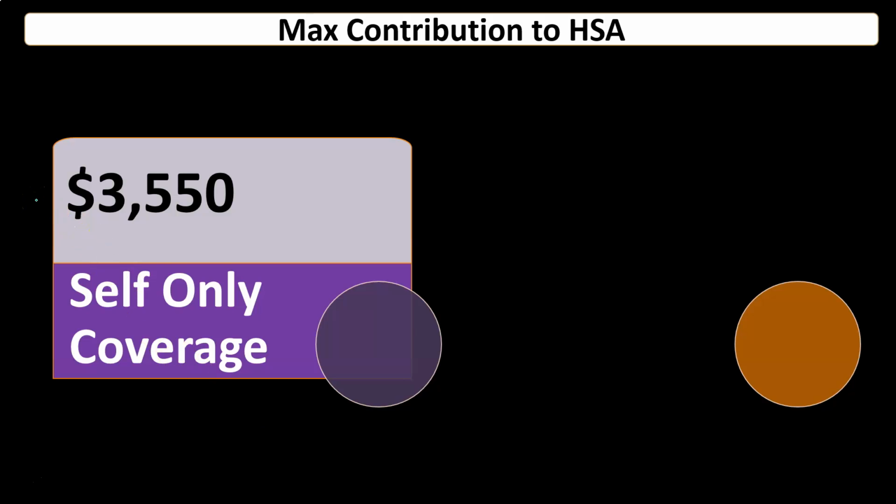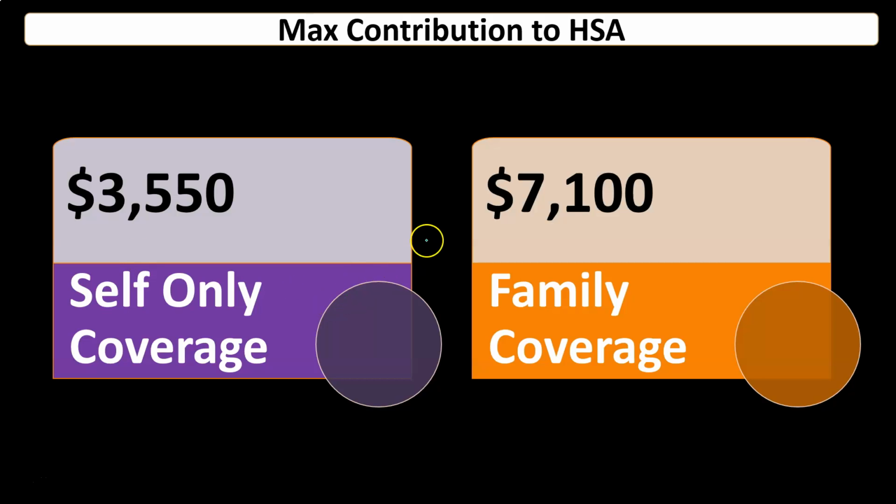So for self-only coverage, these are the max contributions to an HSA. You can put in the $3,550 if you have self-coverage. For family coverage, the max contribution you can have would be the $7,100. This would be, of course, the max benefit that you could basically get. And if it was your own HSA, not through work, you'd see it deducted on Schedule 1. If it's going through work, then of course they might take care of that in the W-2, and we'd have to basically report that.